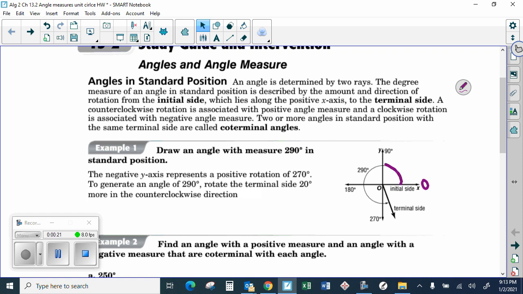So it's 0 degrees, 90, 180, 270, 20 more degrees, 290 degrees. Okay, remember, counterclockwise is positive degrees, clockwise is negative degrees. Now notice it's at 290 degrees. That's positive, so we go in the positive direction. If it asks for negative 70 degrees, then we would go right there and it would end at negative 70. So 290 is the same thing as negative 70, because remember, 360 degrees is a full circle.